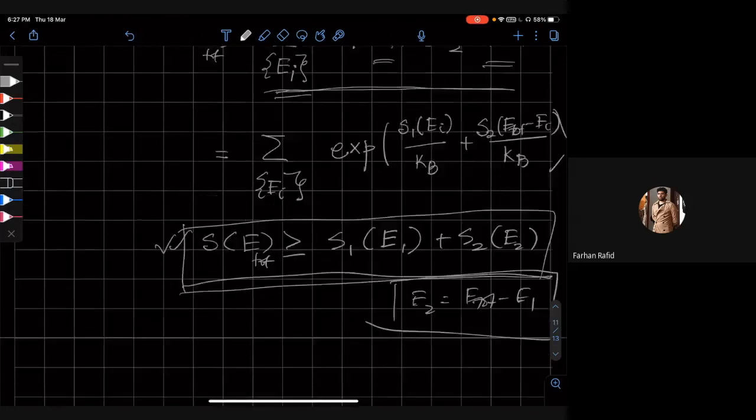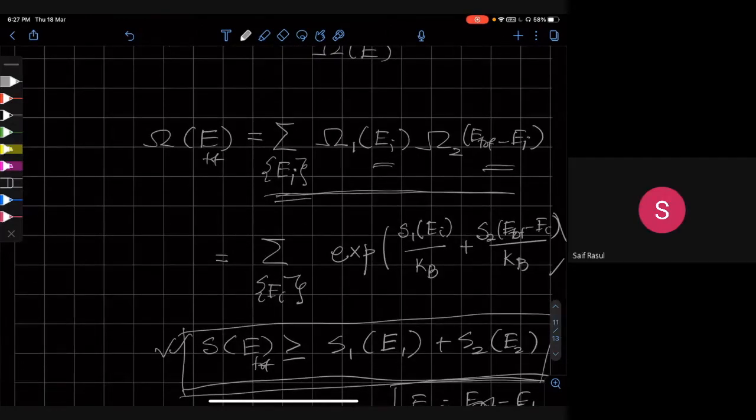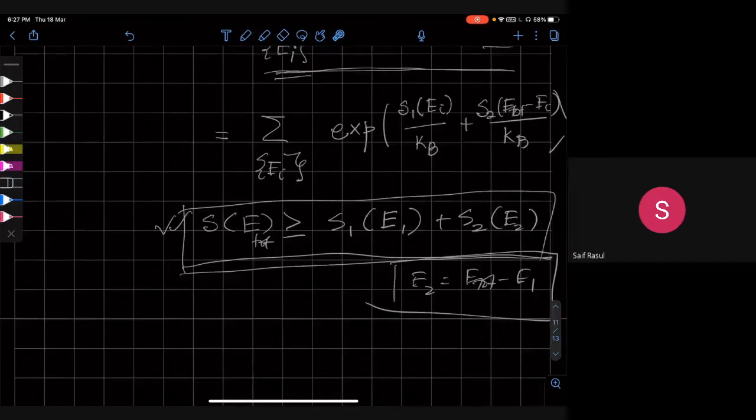Sir, where does the greater than or equal to come from? So I'm just taking the fact that there's a sum here, but if I take one term here, that term will be either equal to this or less than this. And then I take the logarithm of both sides.